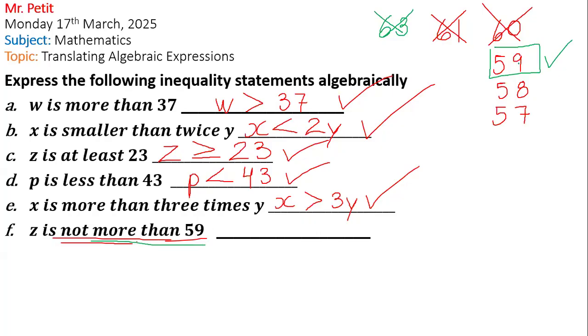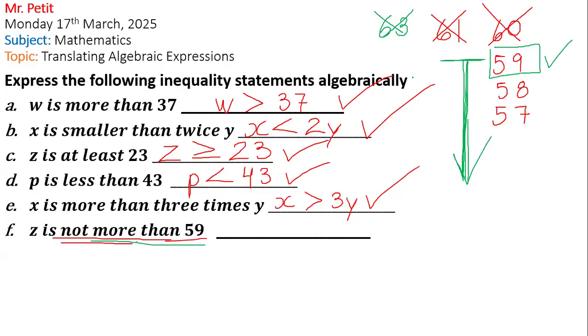So it could be 59 or what? Less than. 59 or lower. That's the same thing as equal to. 59 or lower. All right, does this make sense to you all? Yes, sir. Okay, good.